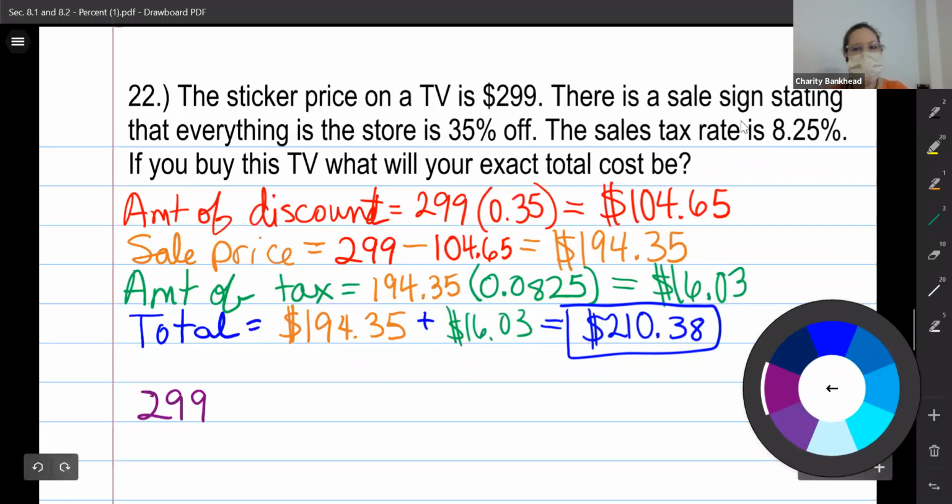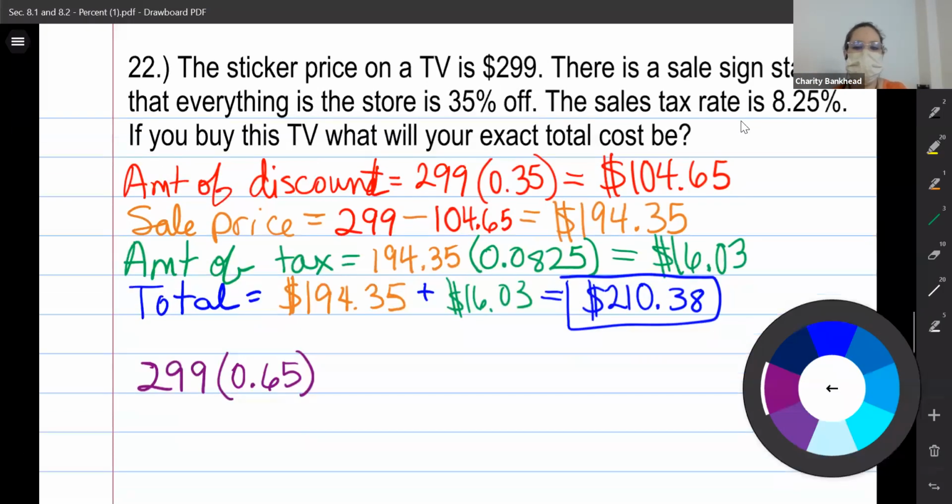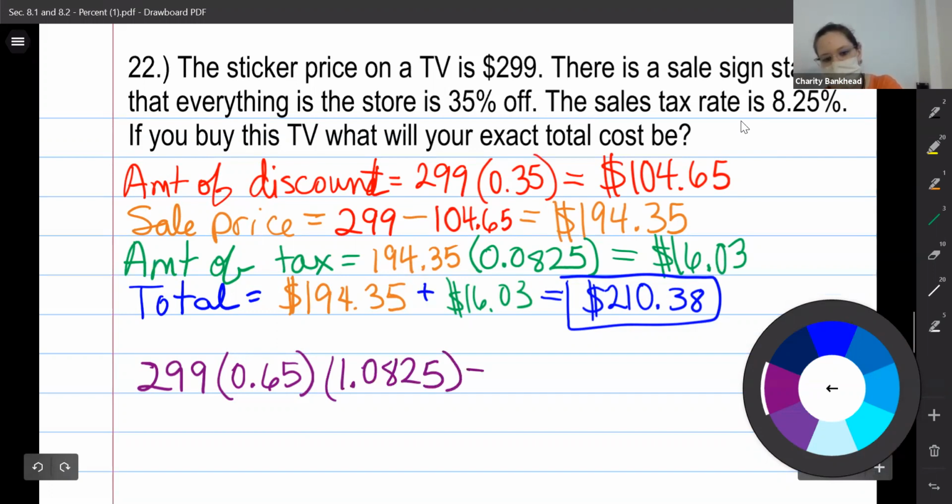$299. So it's 35% off. Well, that means it's 65% on. So I just took 100% minus 35%, gives me 65%. So then I would multiply that times 1.0825, and that should give me the same final answer. 299 times 0.65 times 1.0825 is 210.38.